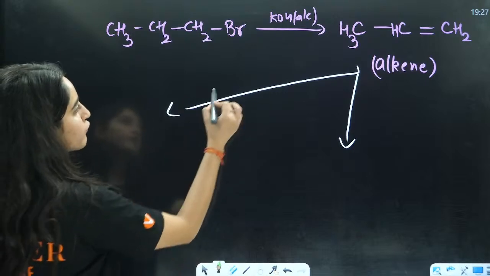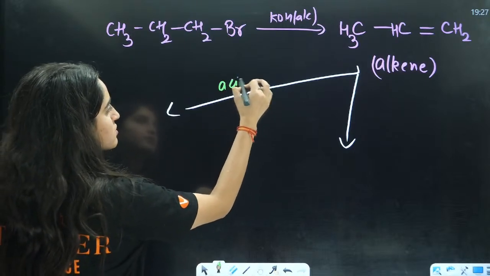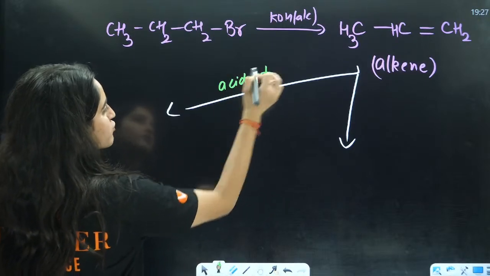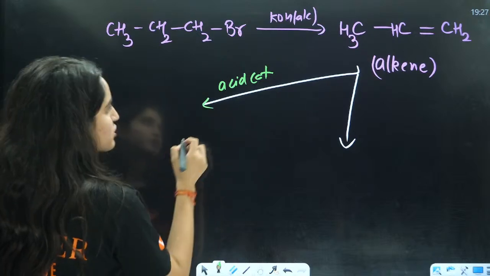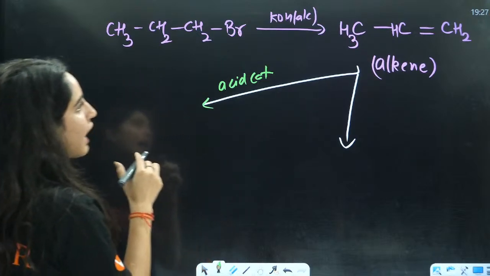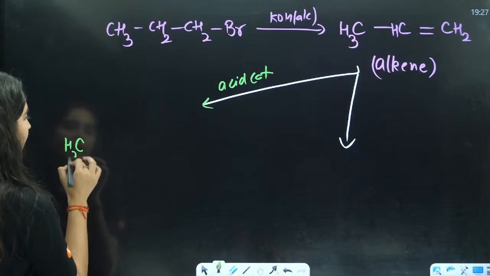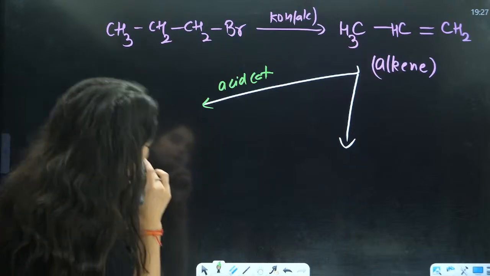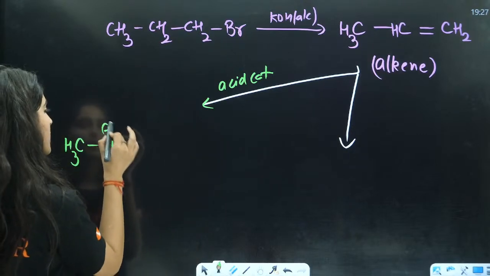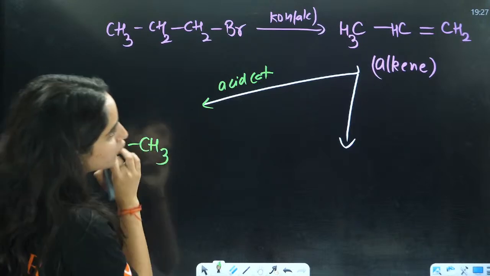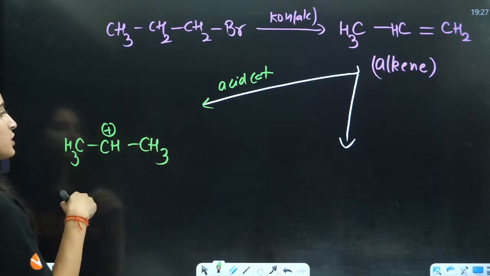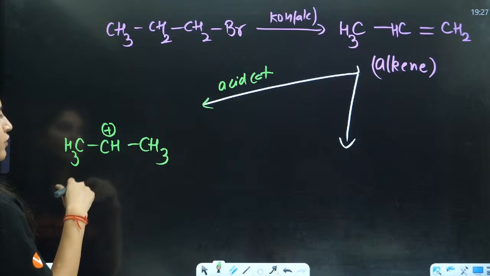So if you talk about acidic catalyzed hydrolysis, you will have the formation of carbocation. Which carbocation will be formed? The more stable one. This carbocation will be formed, right? And to this you will have the attachment of OH.